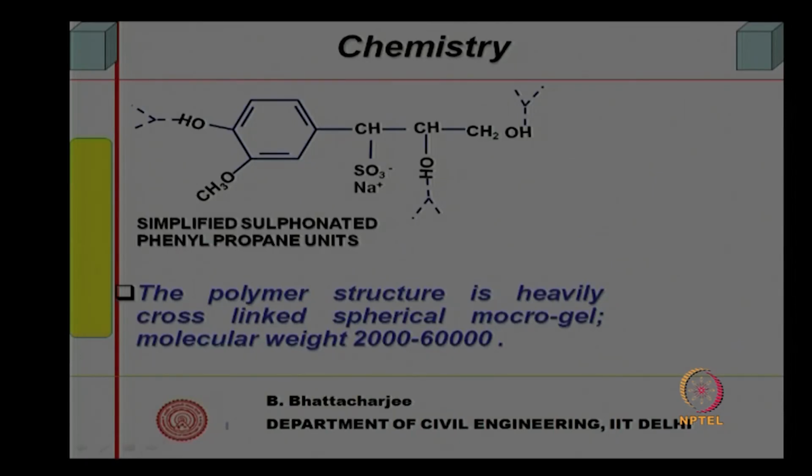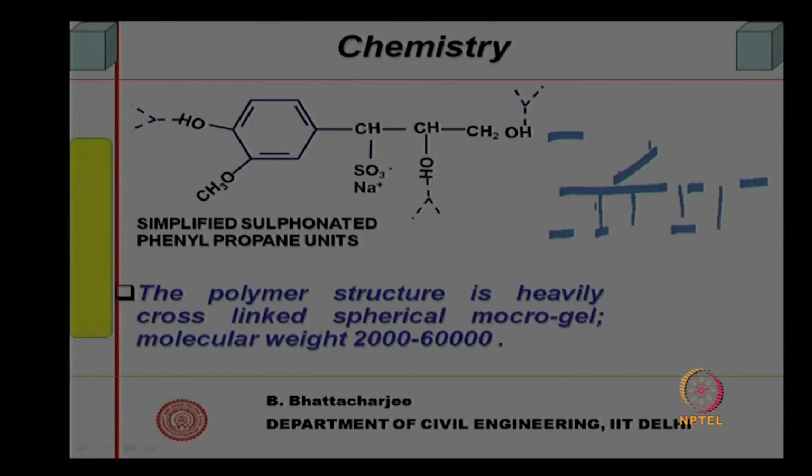This structure is heavily cross linked. The polymer that is formed out of this is heavily cross linked. That means, these are linear chains. For example, there could be one molecule and another molecule, and they will form chains, and when several chains are connected in between in 2D, 3D, that is cross linked.